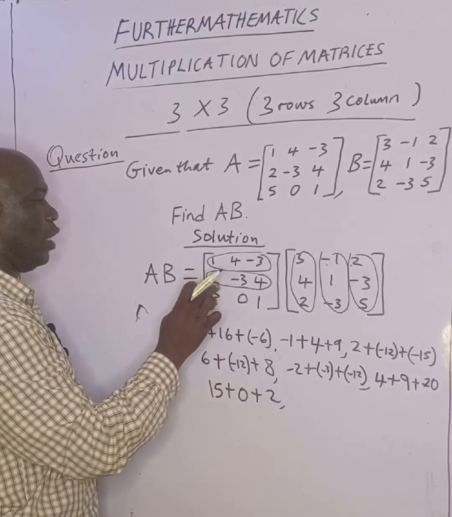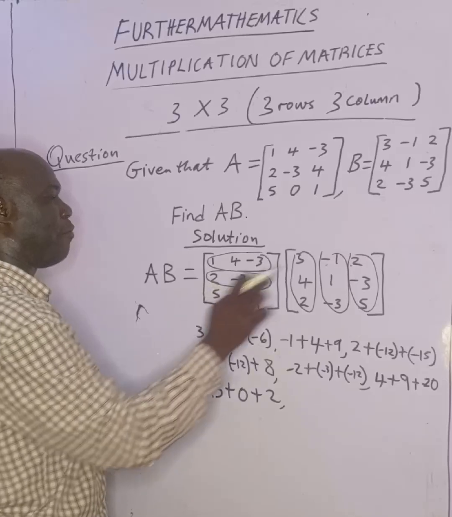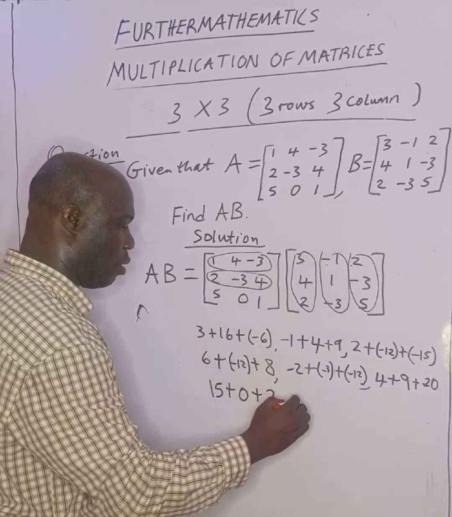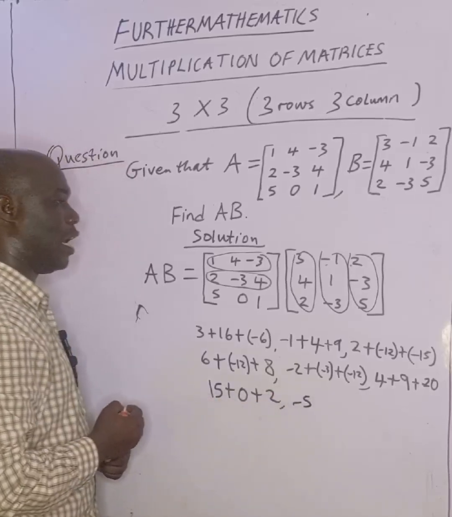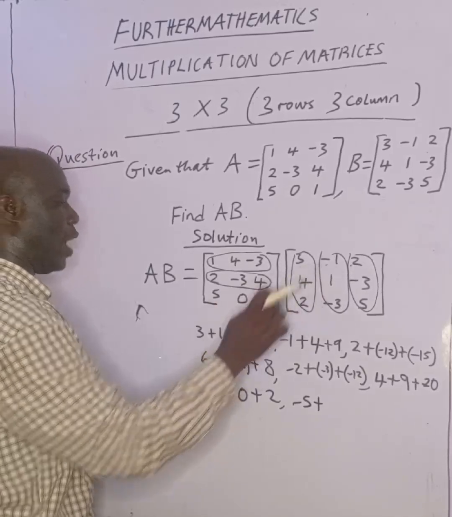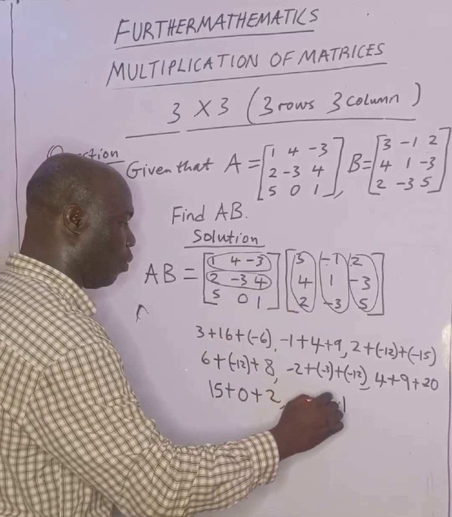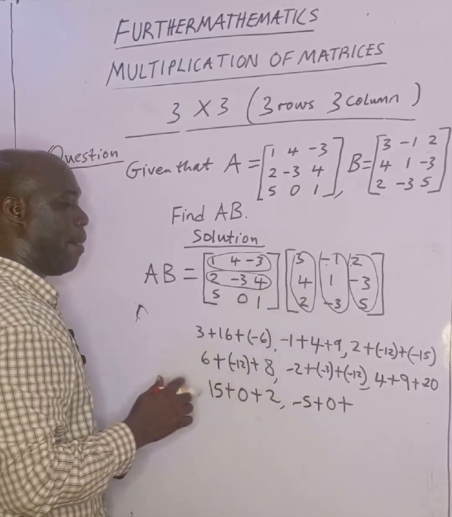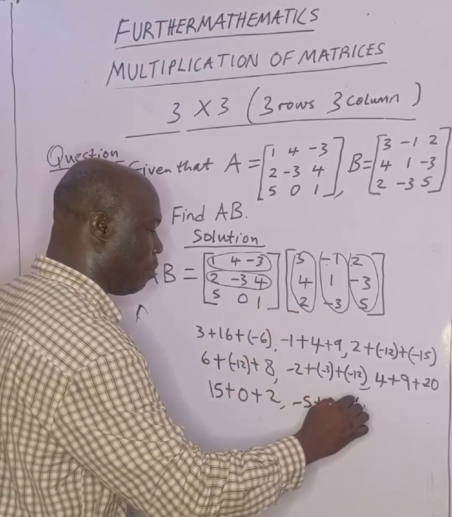All right, so now let's move on. 5 multiplied by minus 1, that's minus 5. Is that clear? Plus 0 multiplied by 1 is 0. Plus 1 multiplied by minus 3, that's going to give us minus 3.